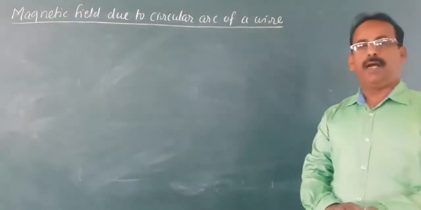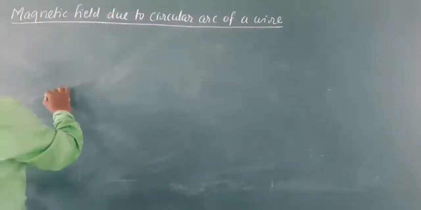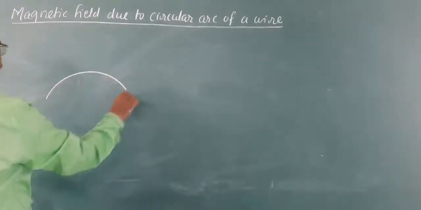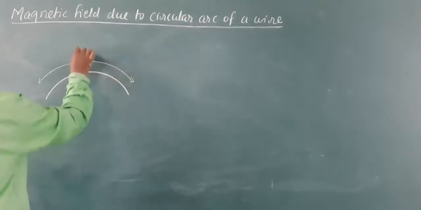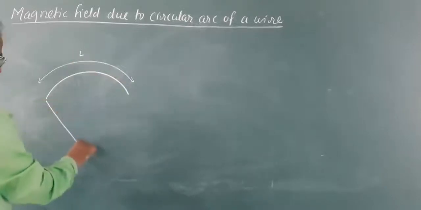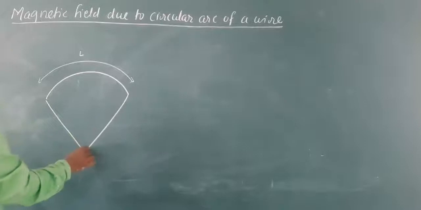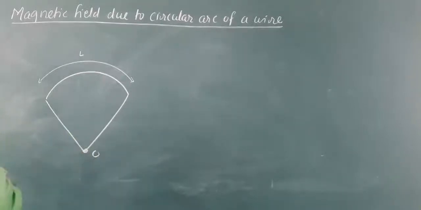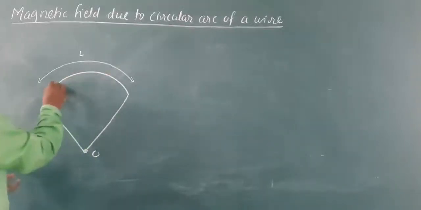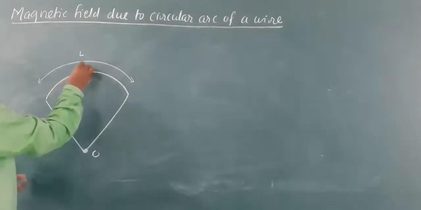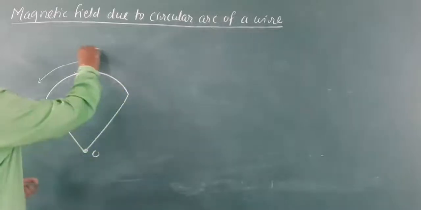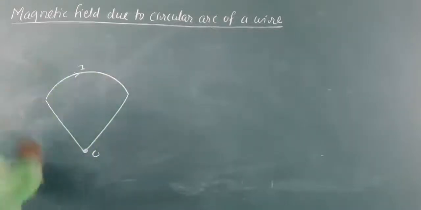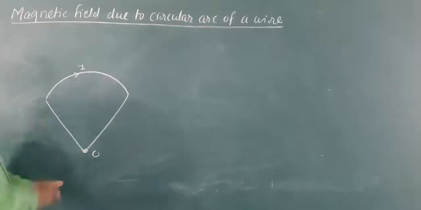Magnetic field due to circular arc of a wire. Take one circular arc of a wire of length L, which subtends an angle theta with the center. Suppose point O is the center. This is circular arc. Current passing through this wire is I. Length is L. Not necessary to show this length here. This is center.